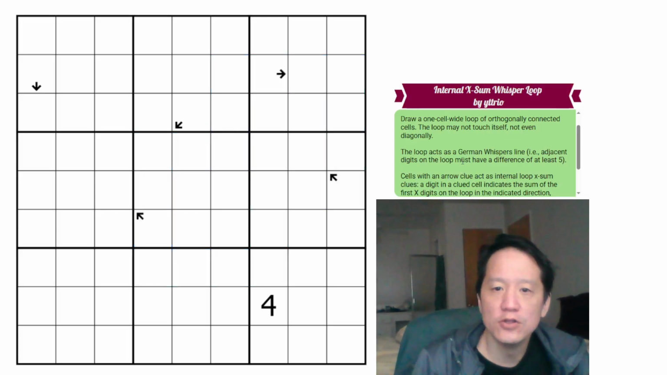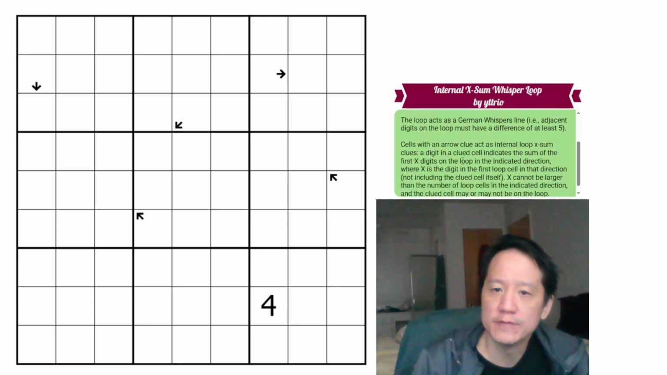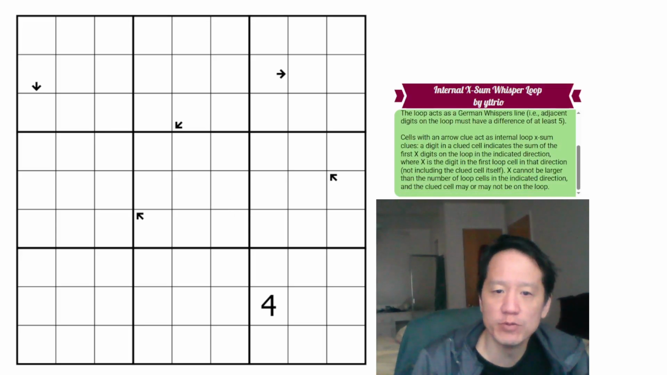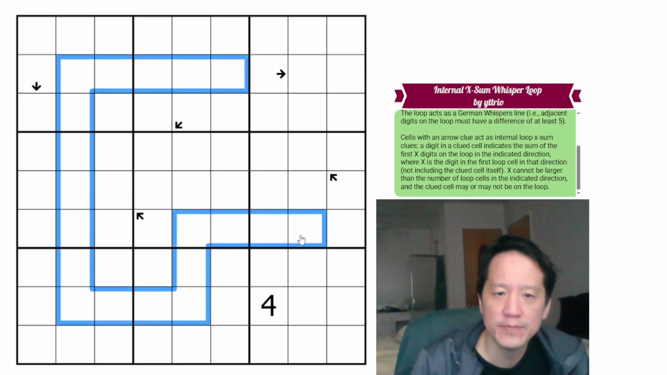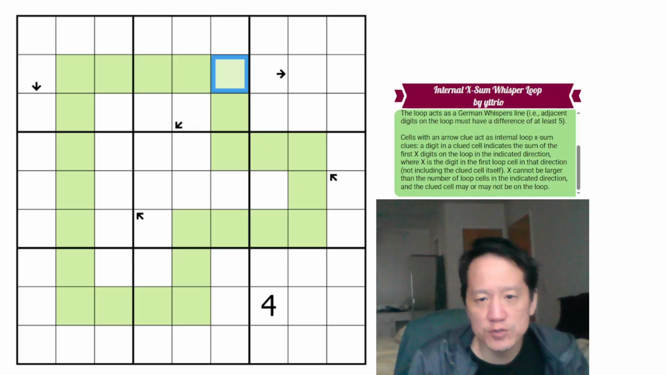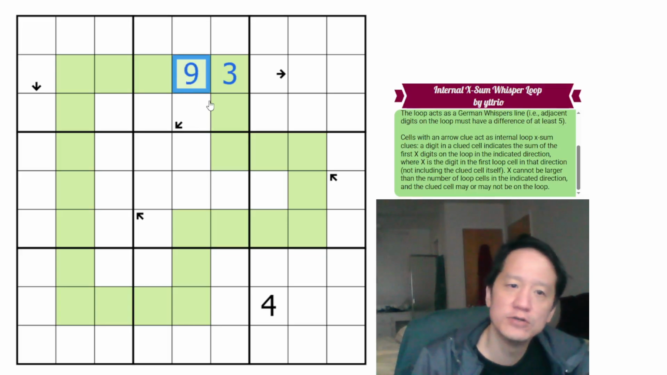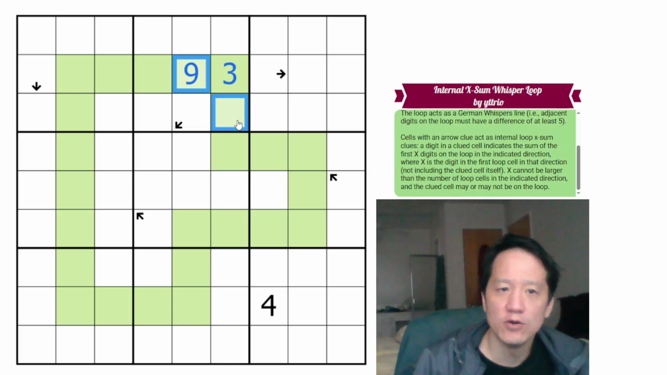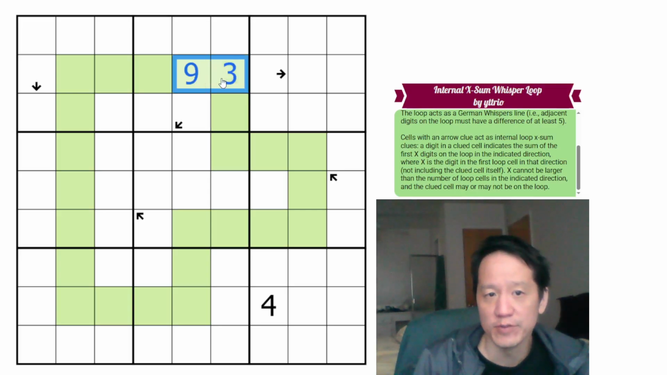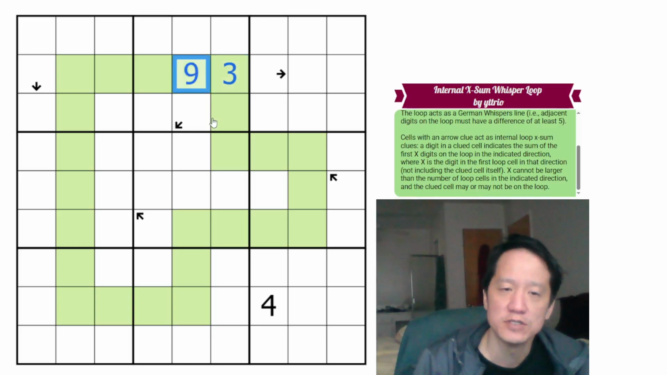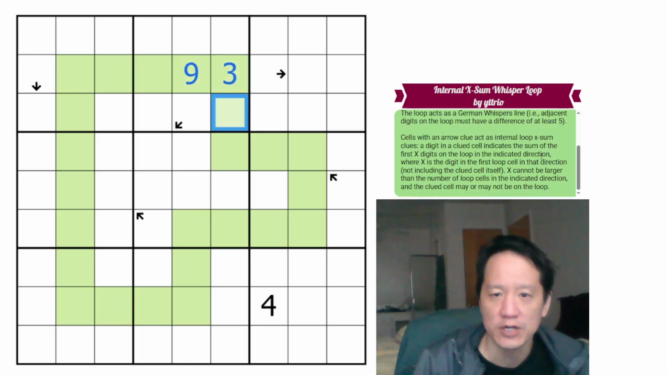The loop acts as a German whisper line. That is, adjacent digits on the loop must have a difference of at least 5. So if we had our valid loop, we're going to change it a little bit. That would mean that if this were a 3, this would have to be an 8 or a 9, because the only digits which can be 5 or more away from the 3 are 8 and 9. Hence, this digit has to be 8 or 9, and this digit has to be 8 or 9, because the loop, again, acts as a German whispers line.